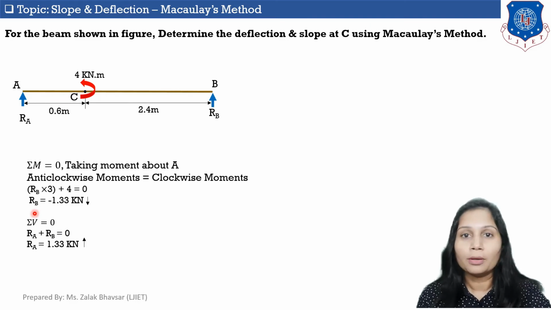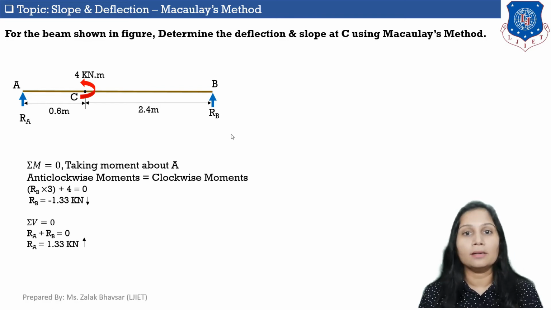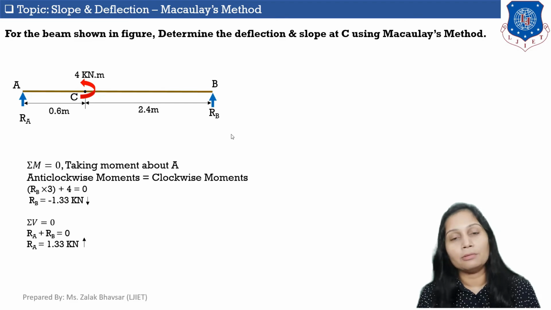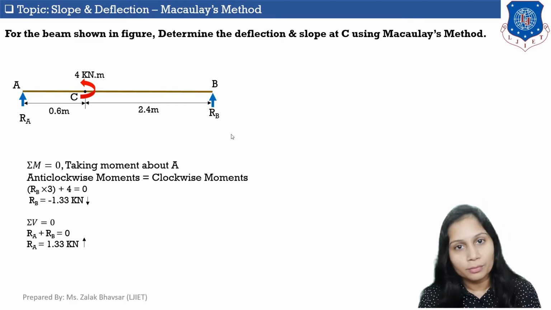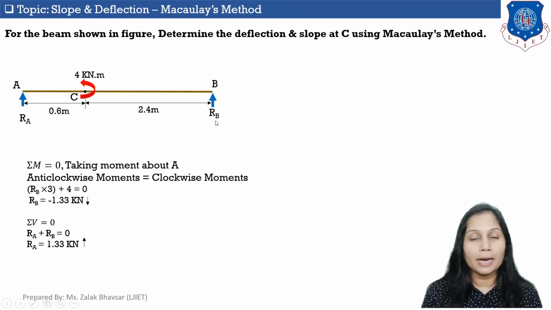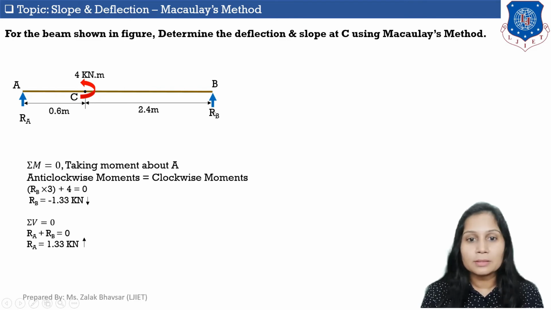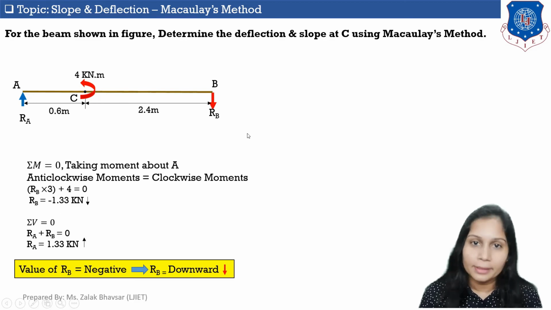So for calculation purpose, before calculation, we assume that both the reactions are acting in a upward direction. But in case if we get value of any reaction negative, then it means that that reaction is acting in a downward direction. So in our case, we are getting value of RB is equal to minus 1.33. It means that reaction RB is acting in a downward direction.